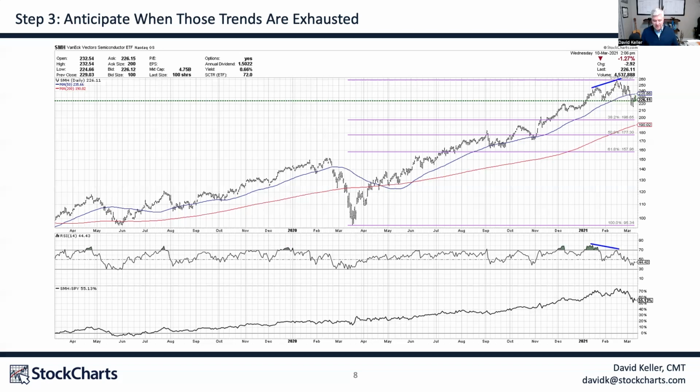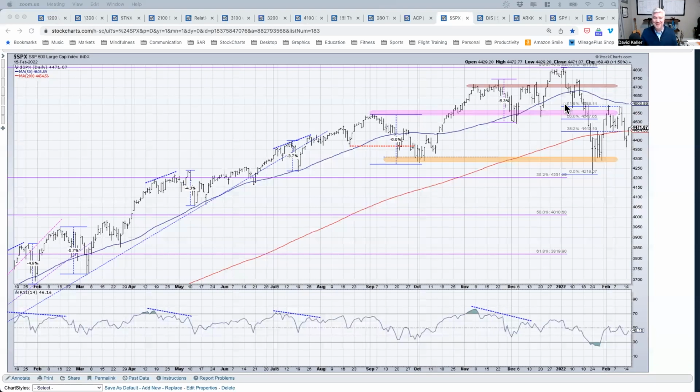So how do we actually apply that to more current environments? And I'm recording this in mid-February of 2022. Here we're looking at a daily chart of the S&P, and I want to show you, if we apply that mentality, think about those three steps, identifying the trends, following the trends, and anticipating when they're exhausted, what can we tell from the evidence on the chart?